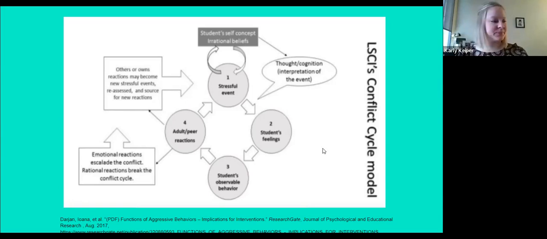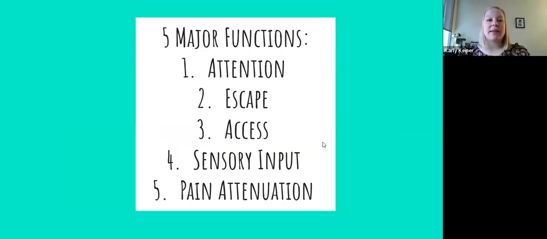All right. So we're going to talk about the 5 major functions. There are more, and especially when you dive deeper into some of the other functions and the neuroscience behind it, you might find additional. But these are ones that I think are very easy to identify and also easy to come up with replacement behaviors and to just notice in your child. So the first is attention, the second is escape, the third is access to desired activities, or it could be toys, items, sensory input, and pain attenuation. So those are the 5 that I'll be discussing with you today.